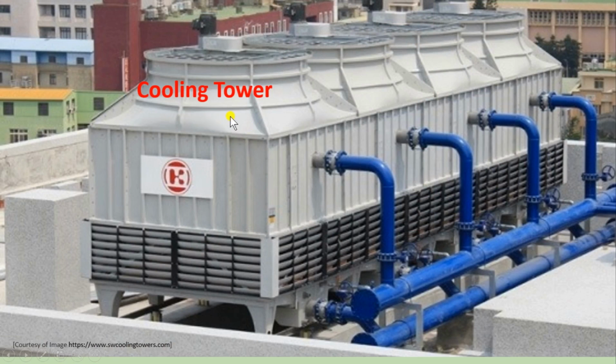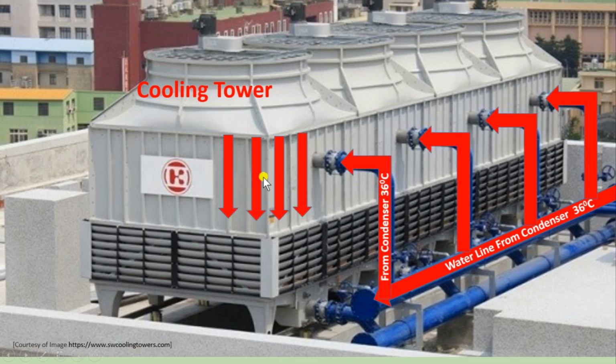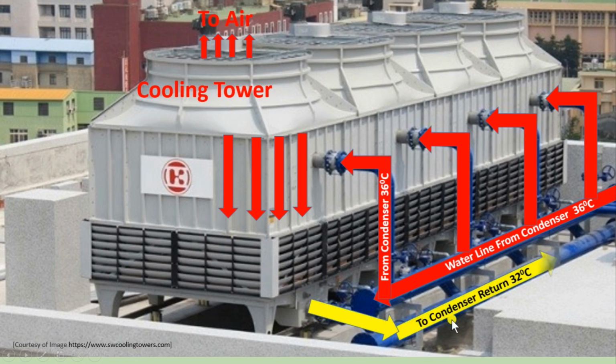Cooling tower is used for the heat rejection purpose. So water from the condenser carrying heat at 36 degrees Celsius temperature is allowed to release in downward direction inside the cooling tower. It comes in contact with air which is passing in upward direction. So heat is rejected to the atmospheric air and water is cooled. Such cooled water is returned to the condenser at 32 degrees Celsius temperature.